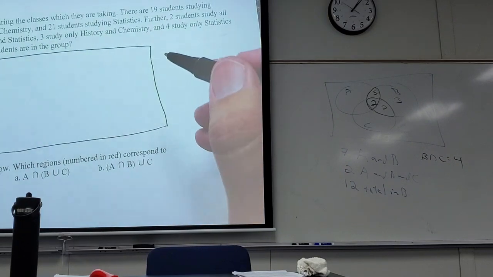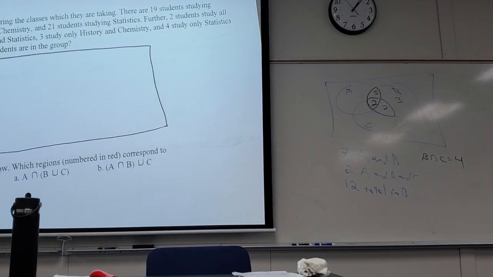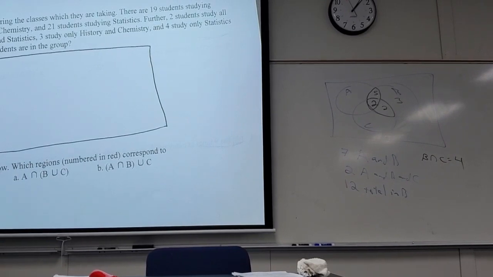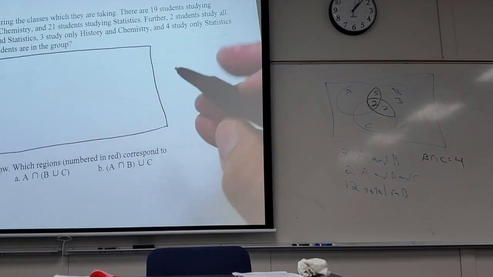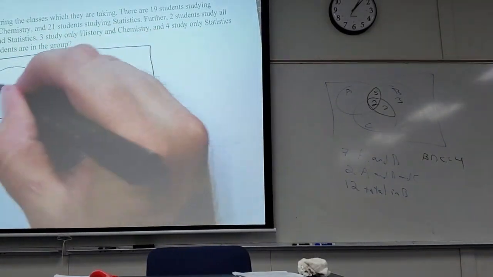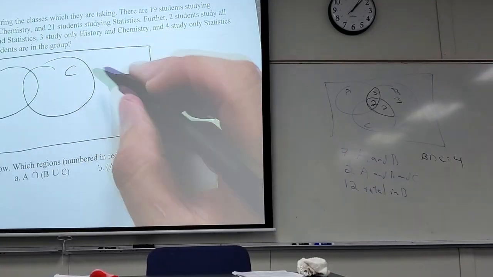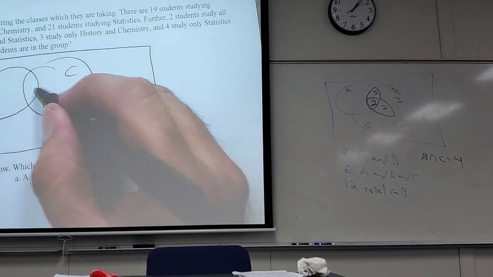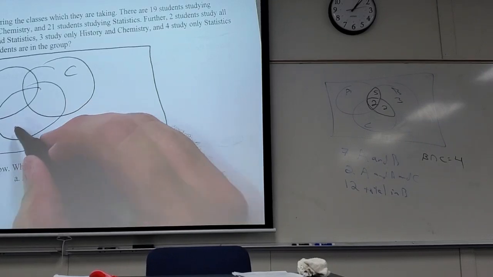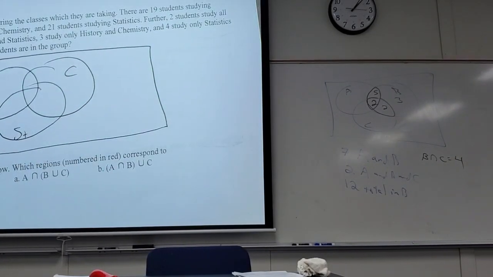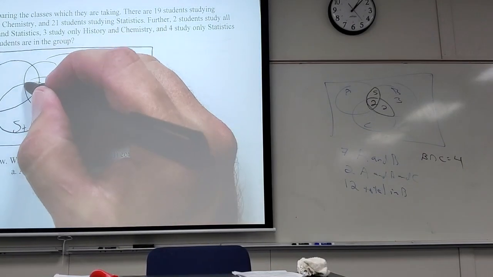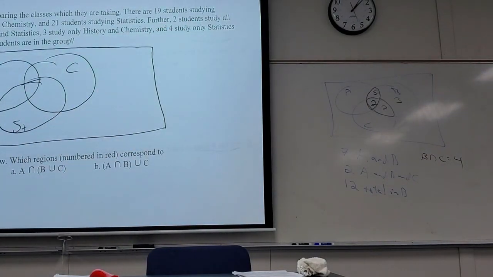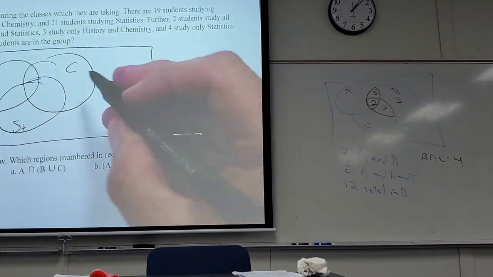I need how many circles here? I need a history circle. I need a chemistry circle. And I need a statistics circle. I just put a little T next to my S because my S looks like a 5. So what's the first most important number to put in there? Yeah, 2 students study all 3.